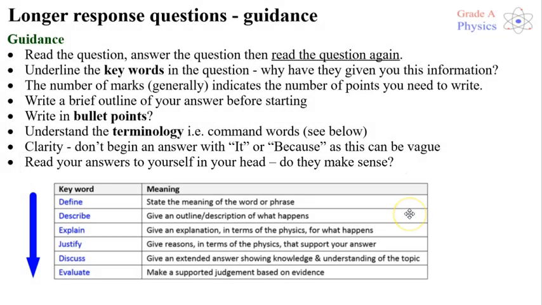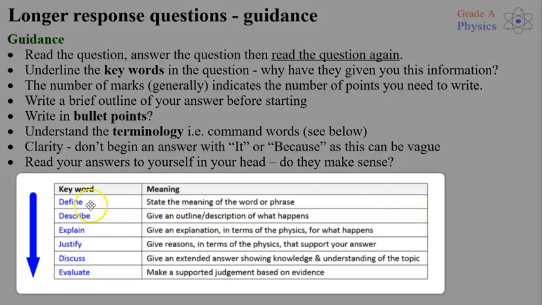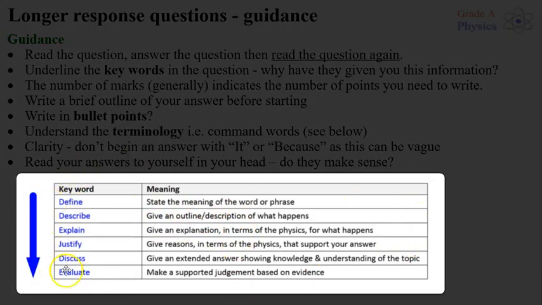So the command words, we don't need to spend too long on this because this is more related to humanities and essay writing. But these words mostly are used in the physics exam. So define is very specific. Describe is a bit more detailed but doesn't involve any understanding. Explain is obviously more complex. Justify and discuss mean taking in, thinking about supporting arguments or maybe other points of view.